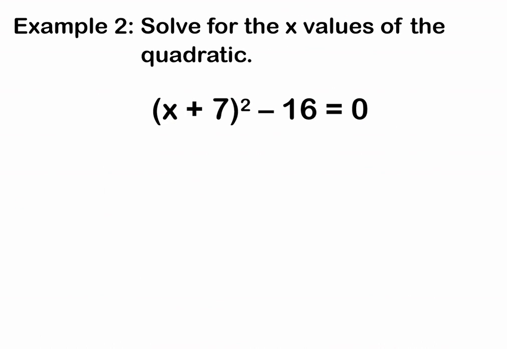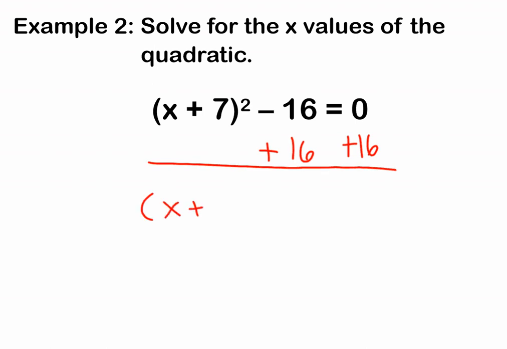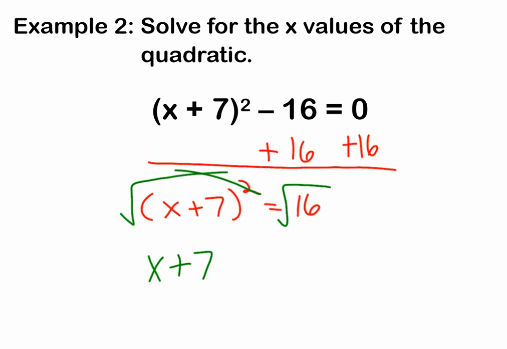Pause the video now as you try example 2. Press play to go over your answer. Use your problem from example 1 to help guide you. So we're going to go ahead and add 16 to both sides. X plus 7 squared equals 16. We're going to take the square root of both sides because it will cancel my square and break x plus 7 out of the parentheses. But I remember when I take the square root, I get the positive and negative. Square root of 16 is 4.